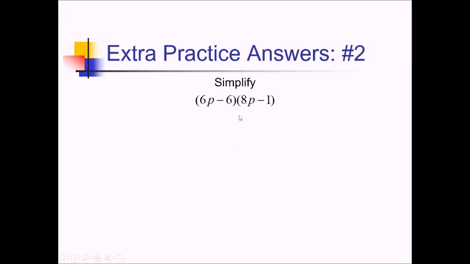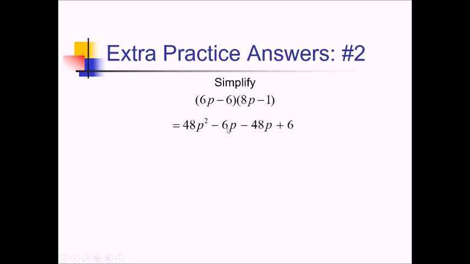To simplify this one, we're going to FOIL or multiply these two parentheses together. So we have 6p times 8p, those are the first terms. We're going to have to multiply 6p by everything in that second parentheses. So that gives us 48p squared for our first term multiplying. And then we have 6p times negative 1, that's negative 6p. Now we have negative 6 distributed to the second parentheses. That's negative 6 times 8p giving us negative 48p. And then negative 6 times negative 1 is positive 6.